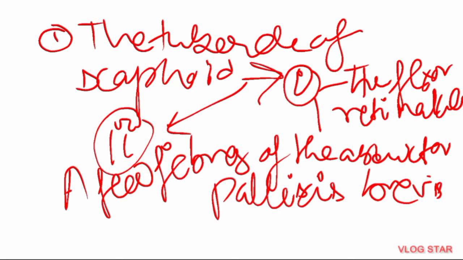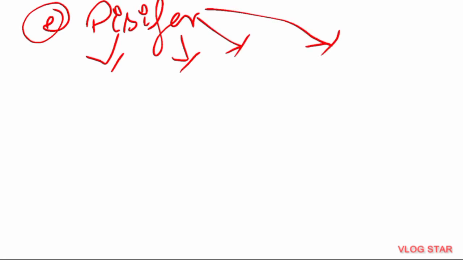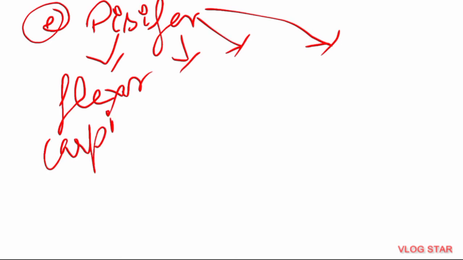The second pillar is given by the pisiform, and is 4. 1, 2, 3, and 4. Number first is flexor carpi ulnaris.